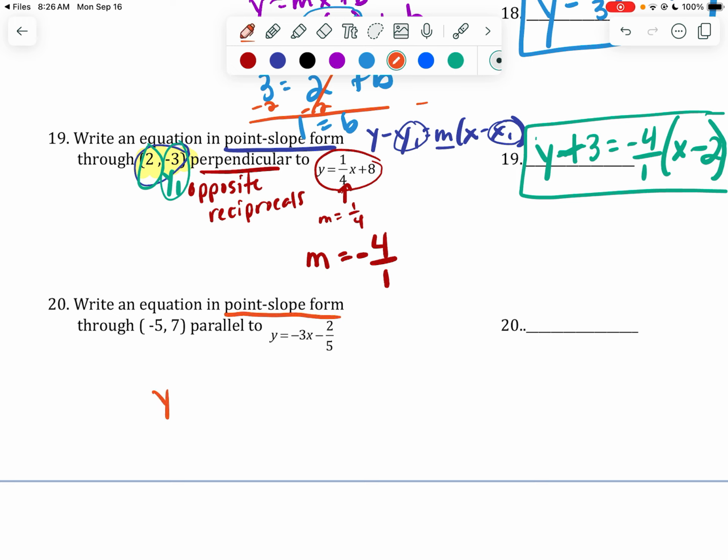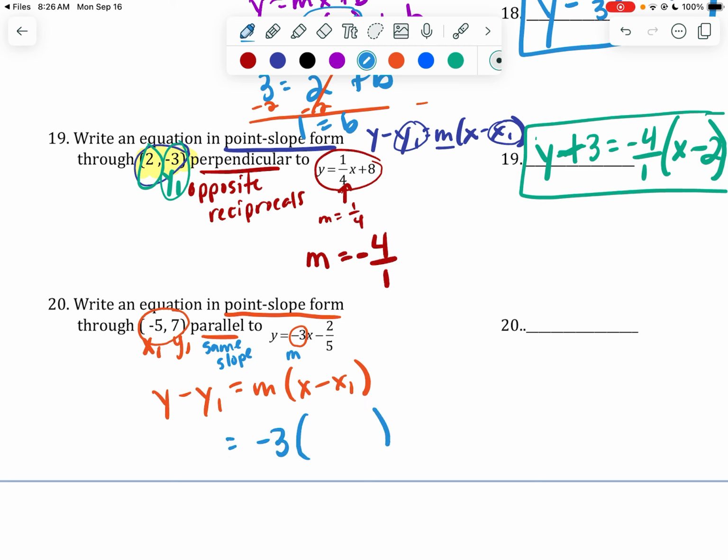All right, so again, point slope form. Okay, we have a point, so this is your x1 and your y1. Now this one says parallel to this. So here's your slope. Parallel lines have same slopes. So all I need to do is look at the equation given to me and say -3 is my m, so that's the m I'm going to use right here. Okay, so we can go y minus your y value, which is 7, equals -3. That's your slope. X minus your x value, which is -5. And then minus a negative really becomes a positive.